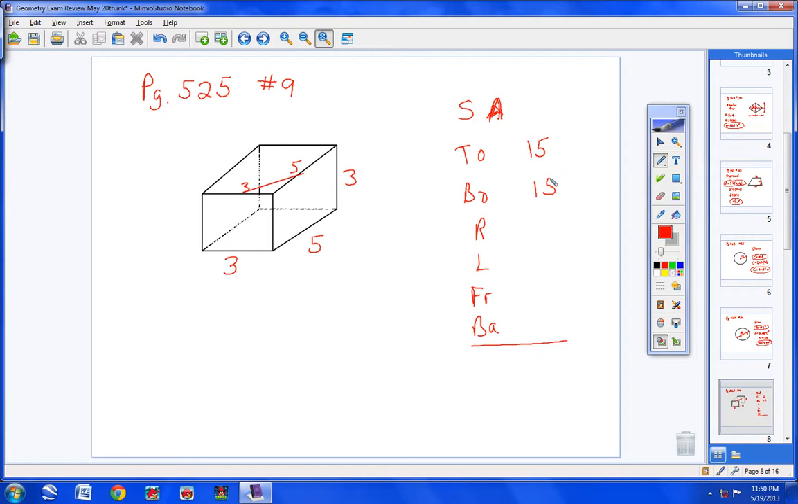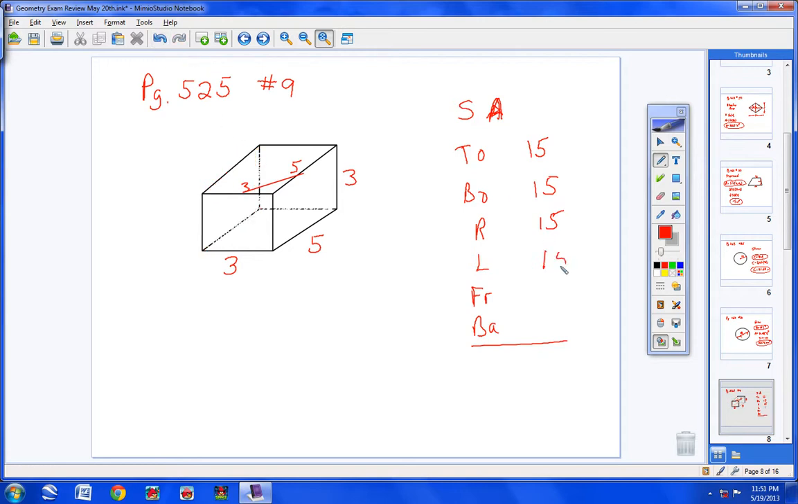All right. Now let's look at the right side. Here's the right side. I'm going to highlight it for you. There it is. It's a 3 by 5 rectangle. So the right side is also going to have an area of 15. And if the right side has an area of 15, then the left side also is going to have an area of 15. The exact same thing.